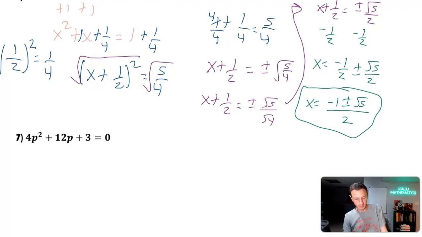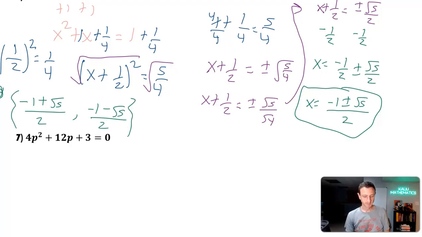Maybe I'll just write it over here. I'm going to do negative 1 plus square root of 5 all over 2, and negative 1 minus square root of 5 all over 2. So those would be my two solutions there.